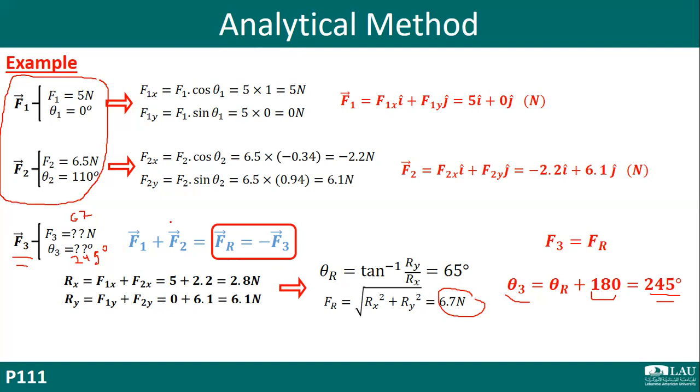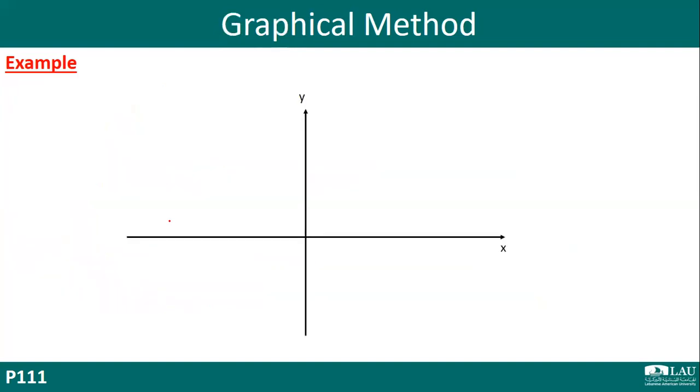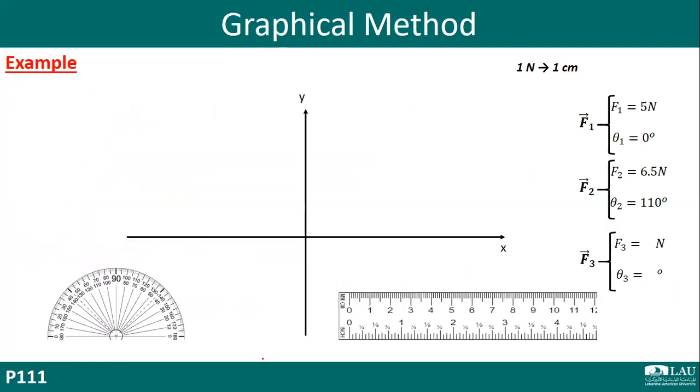Now, regarding the graphical method, we also have two forces that are added together. Here we need to draw them on graph paper, using a ruler and a protractor. I'm going to take the same example. Of course, you need to set a scale. Here my scale is that each 1 Newton is represented by 1 centimeter. You can pick another scale.